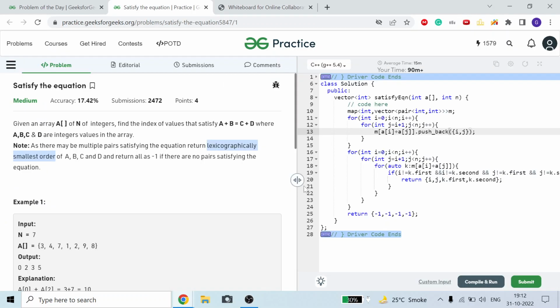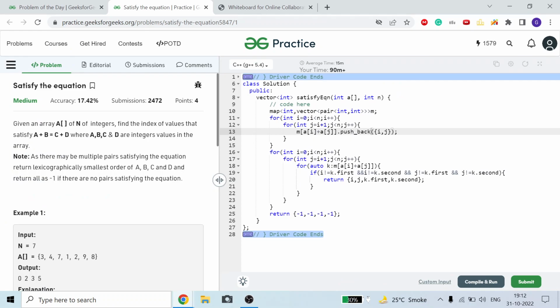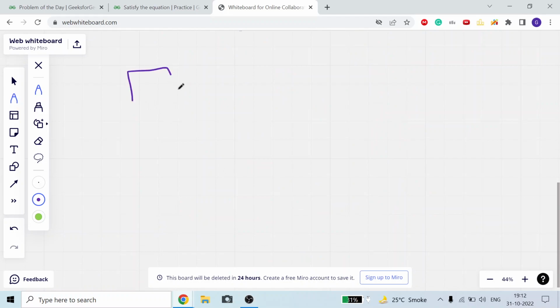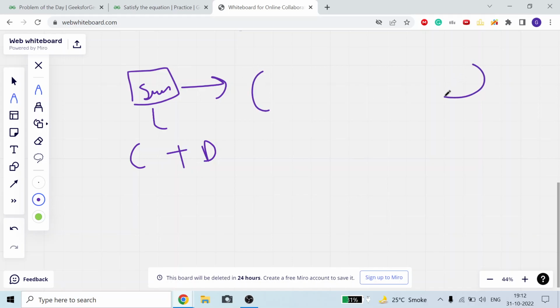Okay, so how are we going to do it? This is an n squared solution, n squared log n you can say, I will tell the time complexity later. I will take a map where the key is the sum of two values, the sum of a and b. We are selecting a and b, or you can say c and d. And then we will store all the pairs.